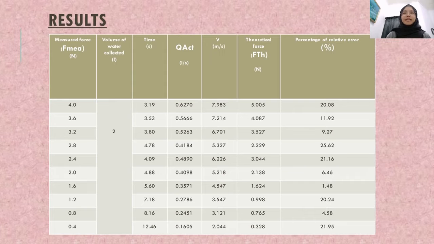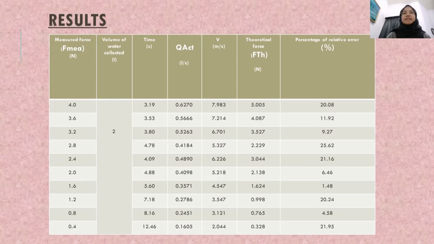Next, I will be presenting on the results. In this experiment, we considered the measured force, the volume of water collected in liters, which is a constant of 2 liters, the time taken for the water to be fully collected, the flow rate, which is Q actual, the velocity of the water jet, the theoretical momentum force, and lastly, the percentage of relative error.